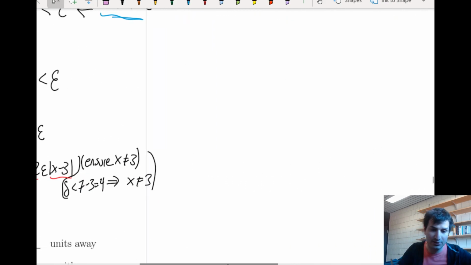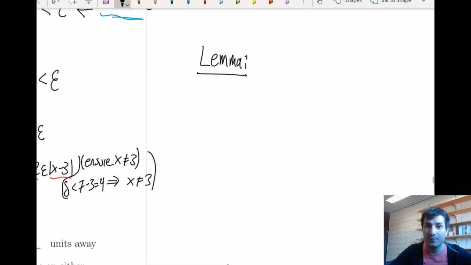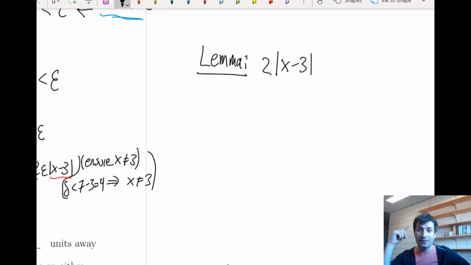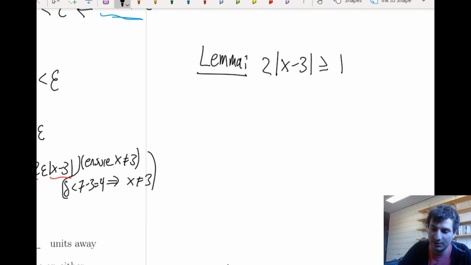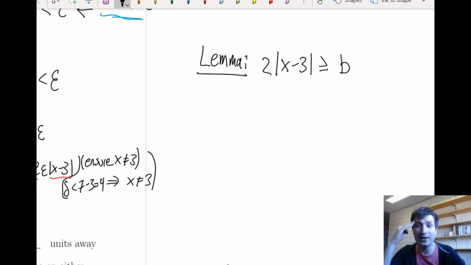So I'm going to make a lemma. Let's make a lemma. We're going to replace 2|x - 3|, and we're going to do a right replacement rule. In the left replacement rule, you want to have the thing you're replacing be less than something. In the right replacement rule, the thing is greater than something. So this is going to be greater than something. I'll call it b, and that's what we want.